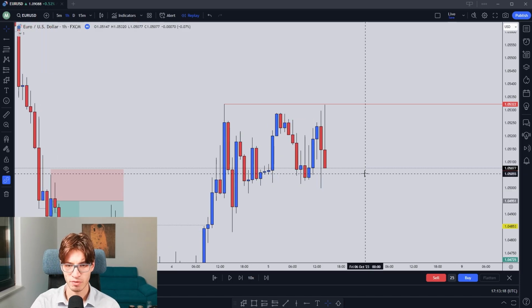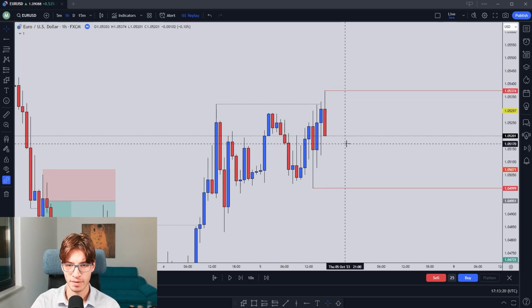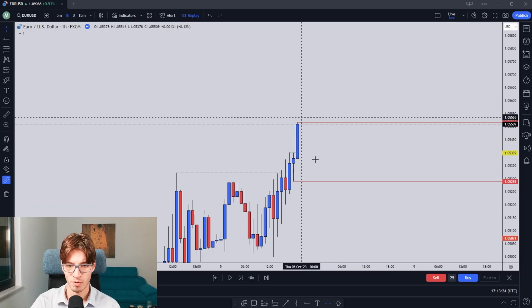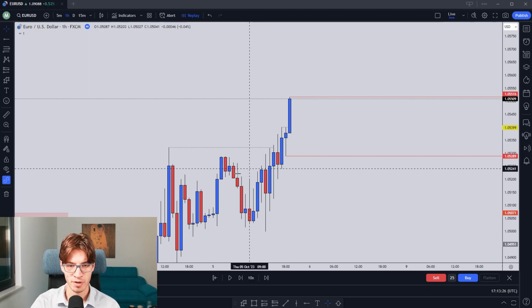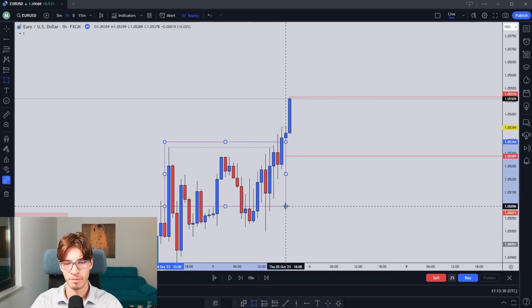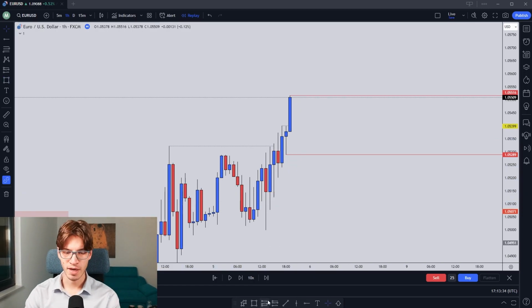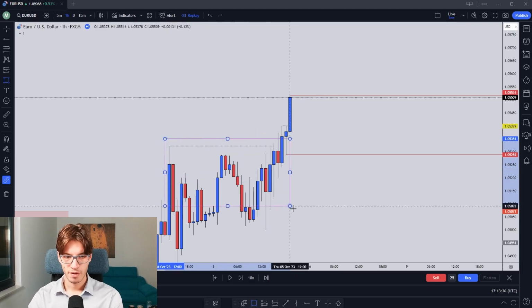Okay, price is ranging around, broken the high again, pullback, broken the high again, not looking for a trade here. It's coming out of a flat range, so price action is not high probability, meaning I'm not interested in looking for a setup.